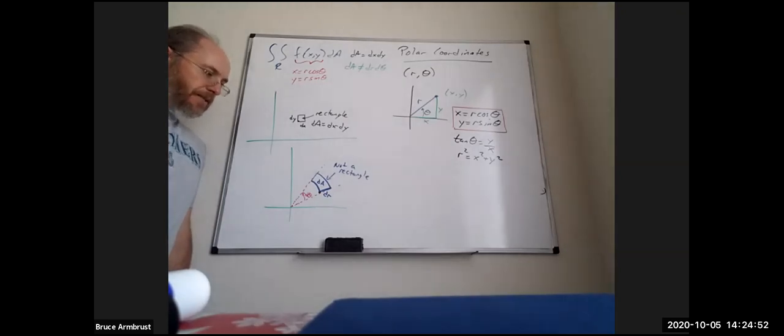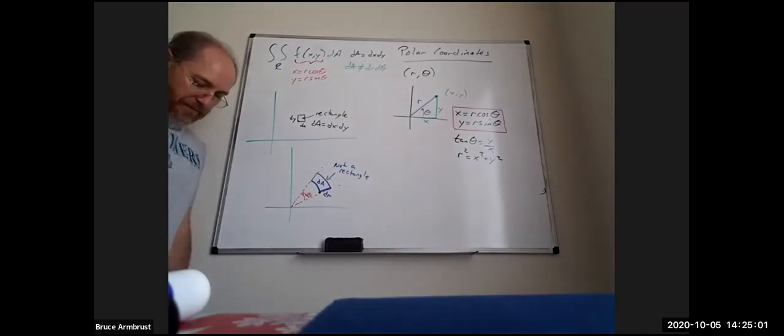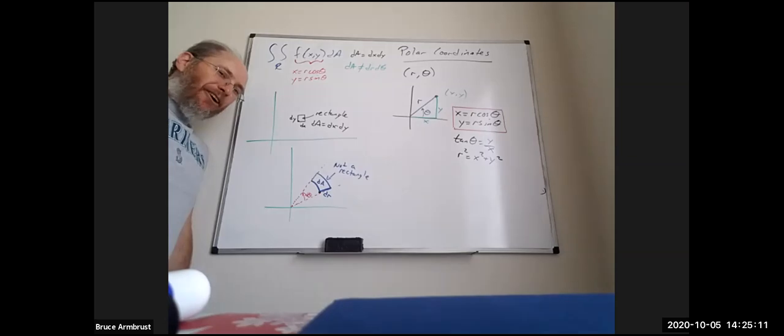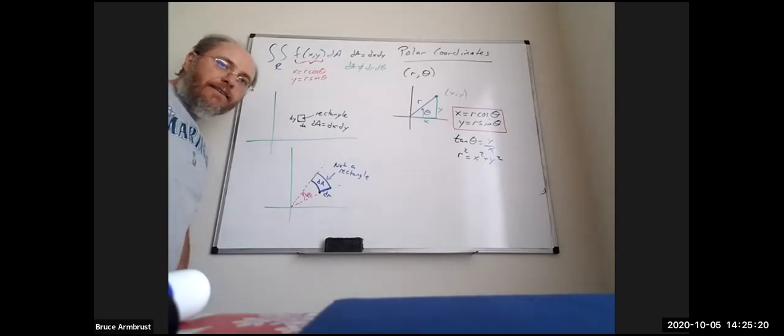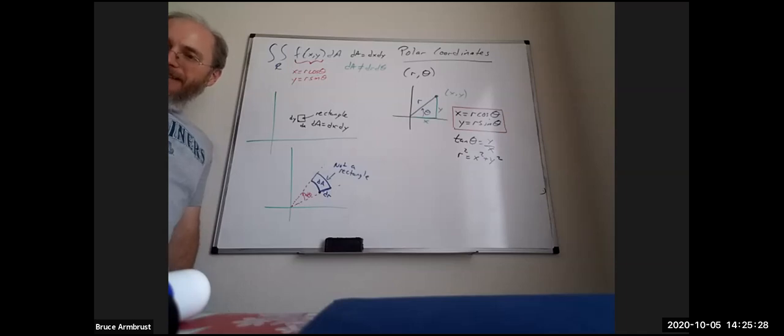All right, so let's see if we can figure out what that little dA actually equals. I've got a question. Do you remember how to find the area of a sector of a circle? Like the area of a slice of pie? You multiply by the cosine of the angle, right? Or sine of the angle?